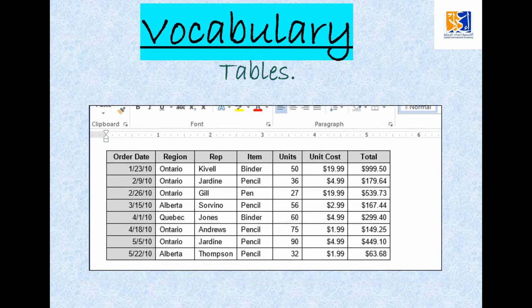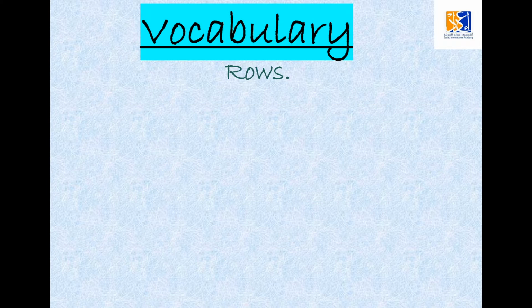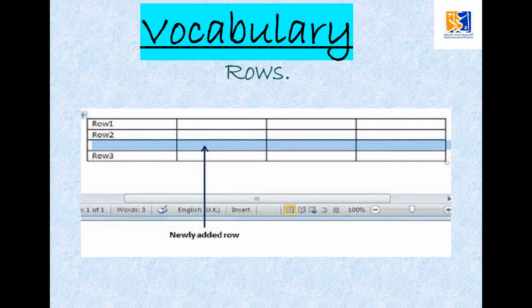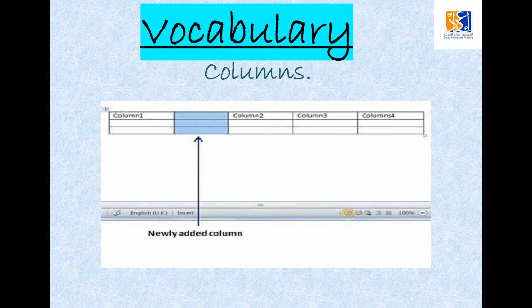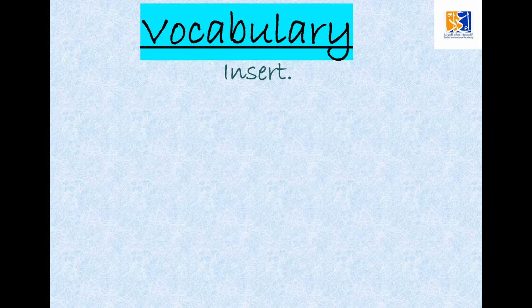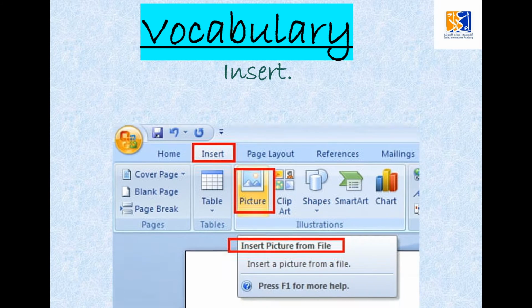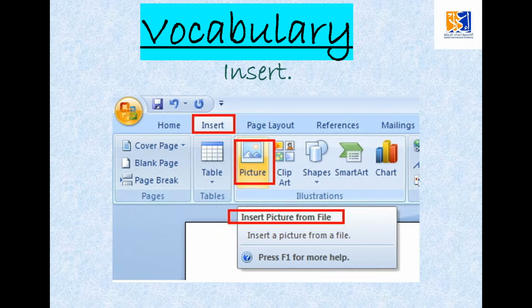Tables. This is a table made in Microsoft Word. Rows. What is a row? Columns. What is a column? Insert. We need to insert a picture, we need to insert a text, we need to insert a table. How are we going to insert?